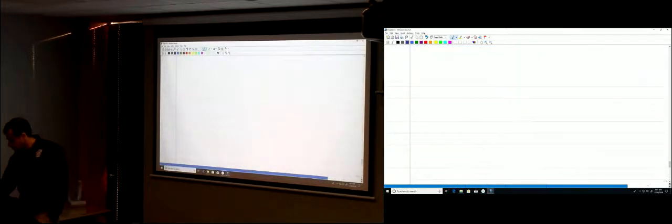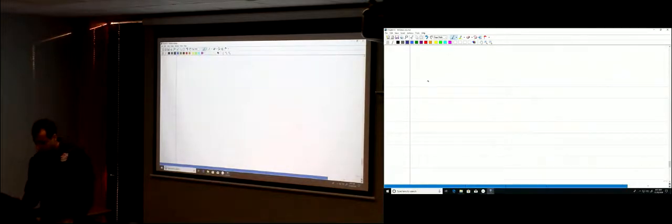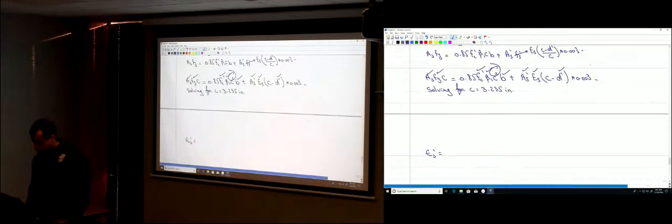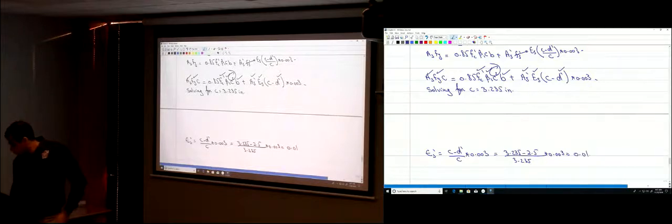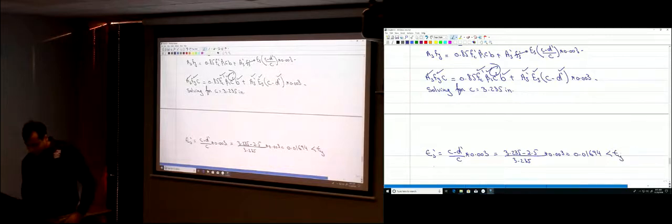Now you need to make sure that your assumption was correct. I need to calculate the strain in the steel and make sure that it's less than the yield strain. So epsilon steel prime is c minus d prime divided by c multiplied by 0.003. That's 3.235 minus 2.5 divided by 3.235 multiplied by 0.003. So epsilon steel prime is 0.01694, which is less than epsilon yield. So the assumption was correct. We assumed that the compression steel didn't yield, and actually it didn't yield.